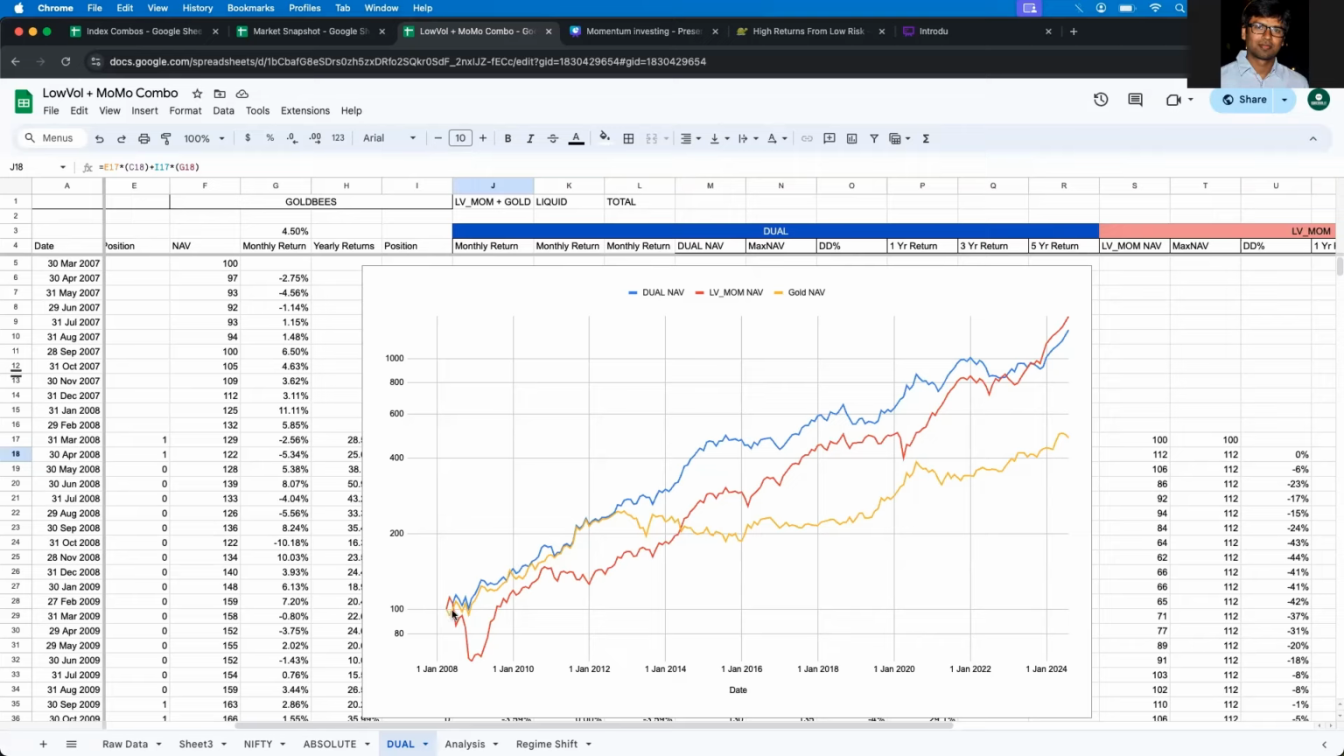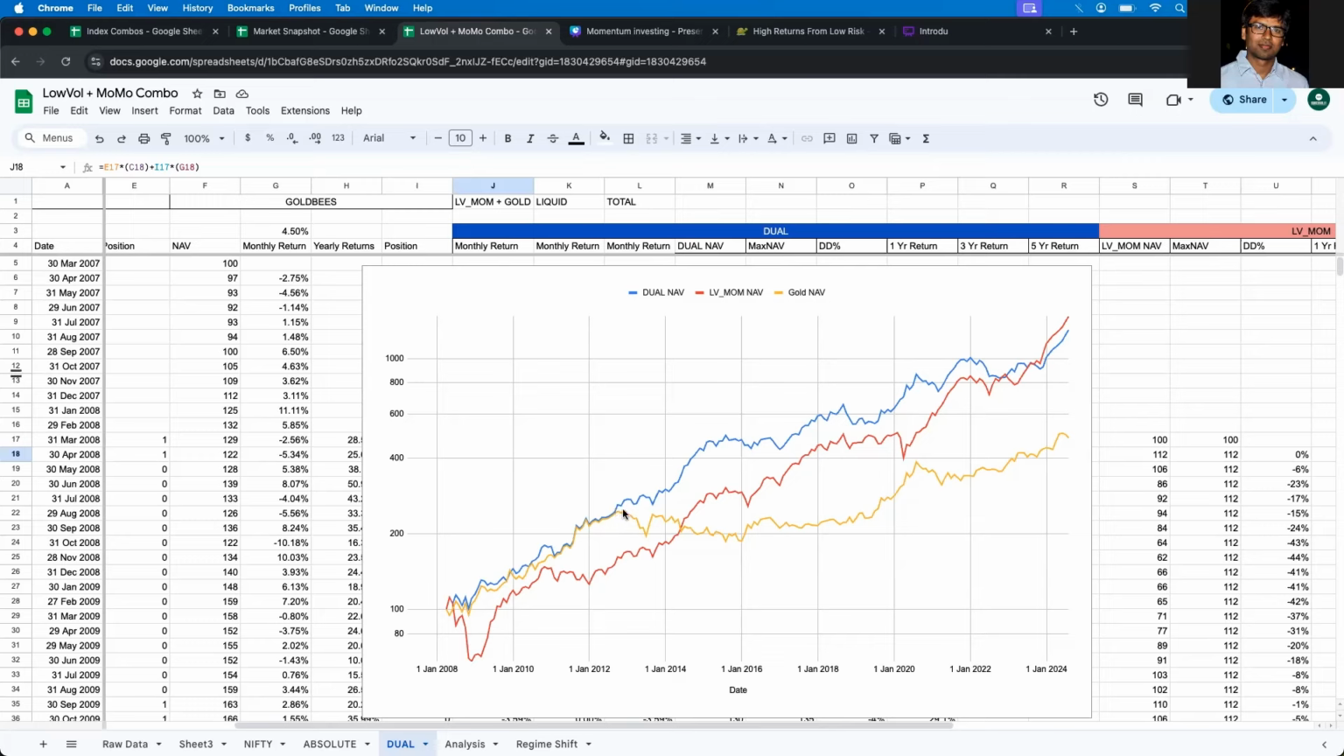Whereas the gold is stable and it pushes along, it moves forward. Since in dual momentum we stick to only one asset, which is doing really well in the last 1 year period, we have gone long with gold and we have tagged along with gold till this point of time. And from 2013 onwards, gold started to go sideways.